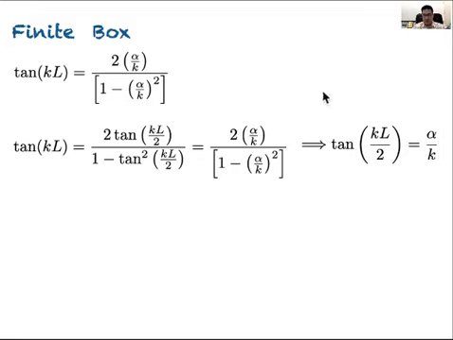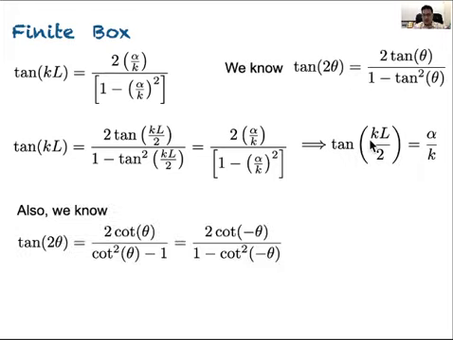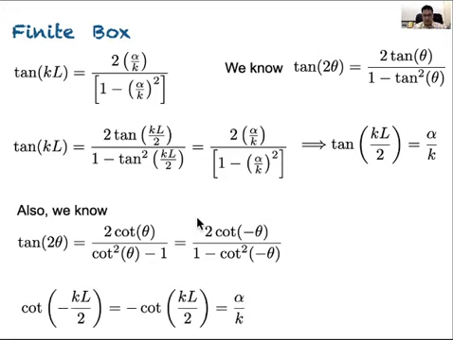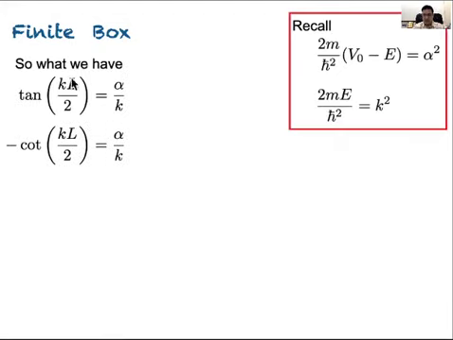So now by doing a simple rearrangement, I can show that tan of kl by 2 is equal to alpha over k. This is the relation that I have said, and now I also know that tan 2 theta is 2 times cot theta divided by cot square theta minus 1, and I can say that this is my standard relation to take care of my minus sign. So this tells that minus cot kl by 2 is equal to alpha by k. So these are the two that I have got. Okay, so far this is what we have got from the previous slide. This is our definition of alpha. This is our definition of k.